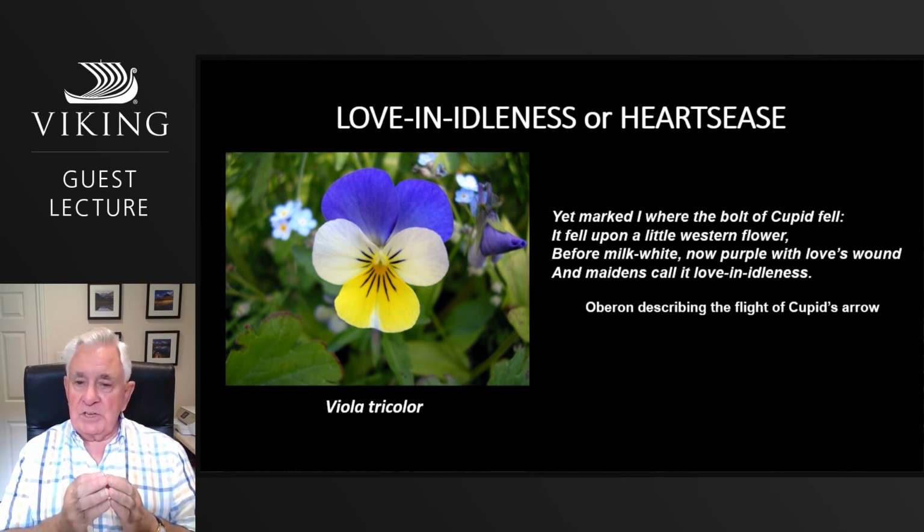Now that reference there, milk white, now purple, there is a legend that says this plant, the viola, was white until Christ was crucified on the cross, and it turned purple to represent his blood. And the last line, maidens call it love and idleness. This again is referring to the broken heart and helping ease it.